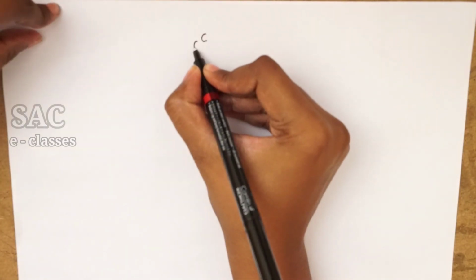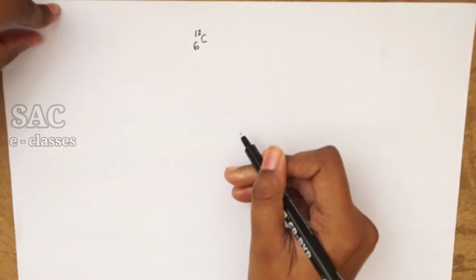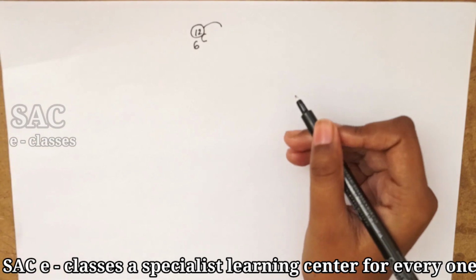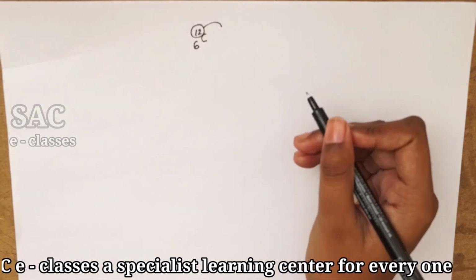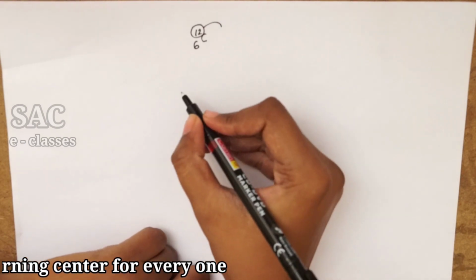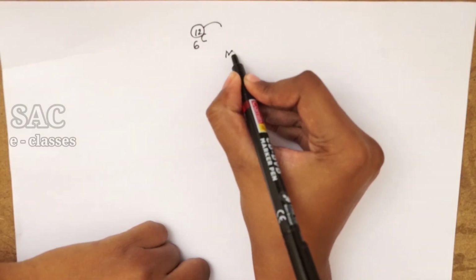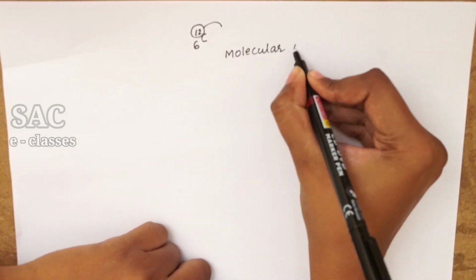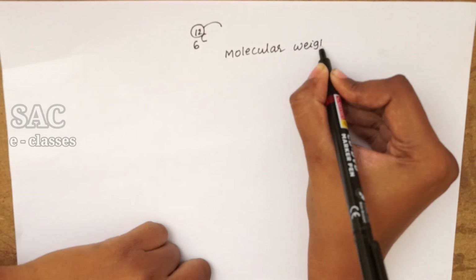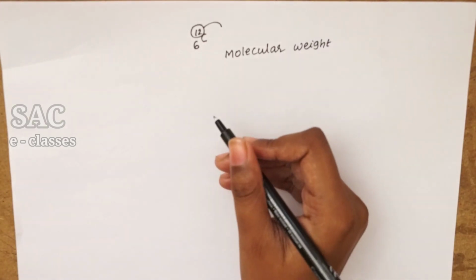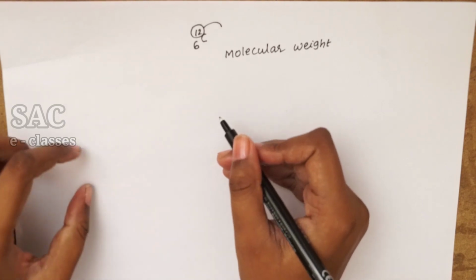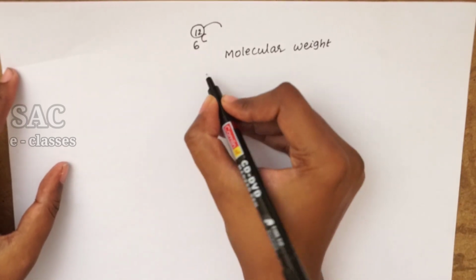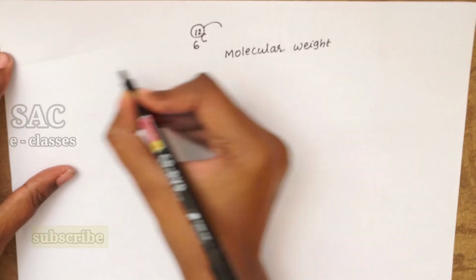You all know what is meant by atomic weight. Atomic weight is nothing but the mass number, the number of protons as well as the neutron number. Now we are going to learn what molecular weight is. Molecular weight is the sum of all atomic weights of all atoms contained in the particular molecule. For example, the atomic weight of carbon is 12.